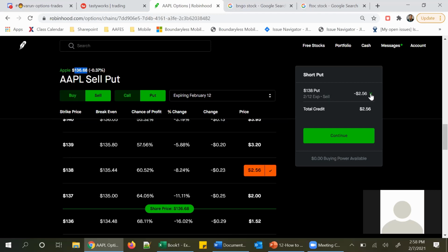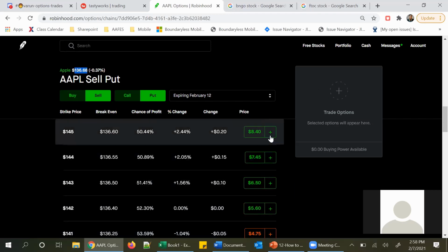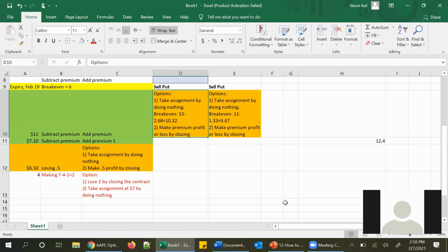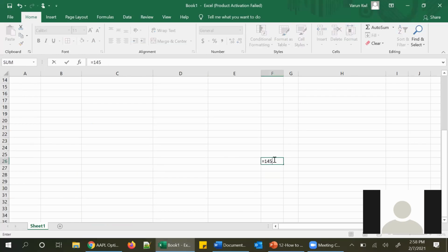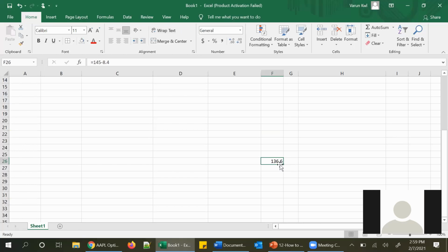And if you want to be more aggressive about it, maybe you can put 145, correct? So 145, let's say by Feb 12th, it will not go by that time. So 145 minus 8.4. Okay, so this is giving you almost similar pricing, 136.60. So only 0.8 cents per share. Only that is your help here.